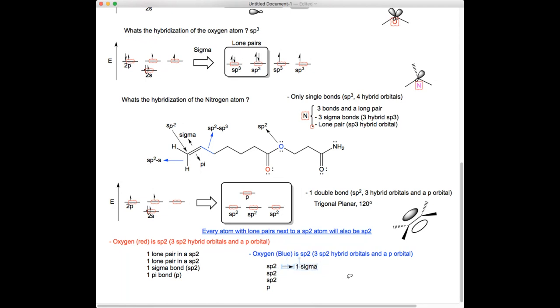Another sp2 will also be used for another sigma bond. I still have 1 sp2 and 1 p free. What is left on the oxygen? Is there any other sigma bond? No, only lone pairs. Which means that one lone pair is going to be in an sp2 orbital, because that's what is available. And the second lone pair will be in a p orbital, because it's sp2 hybridized.